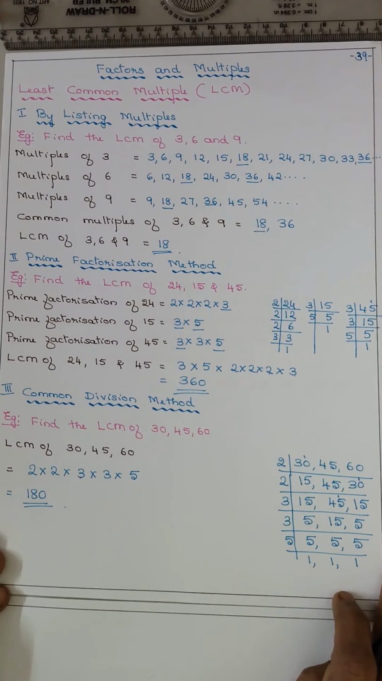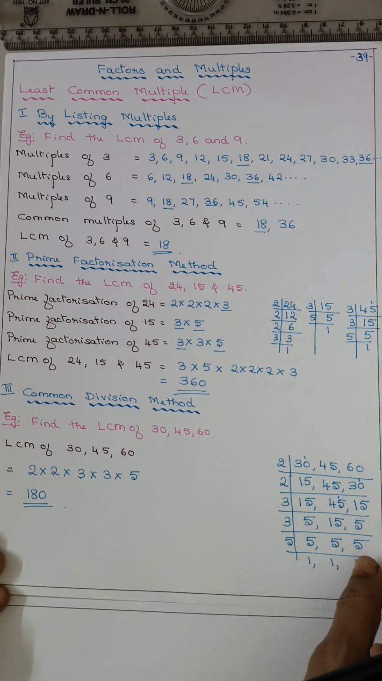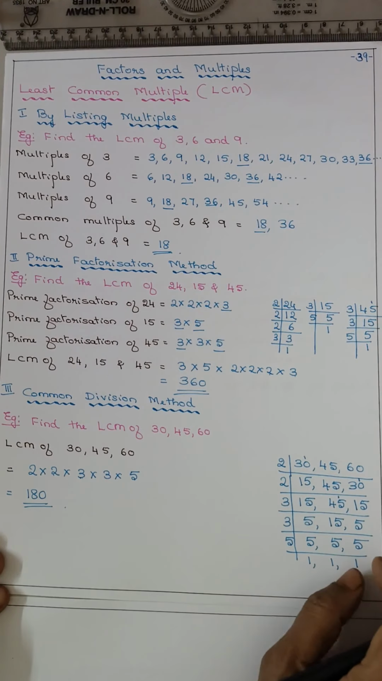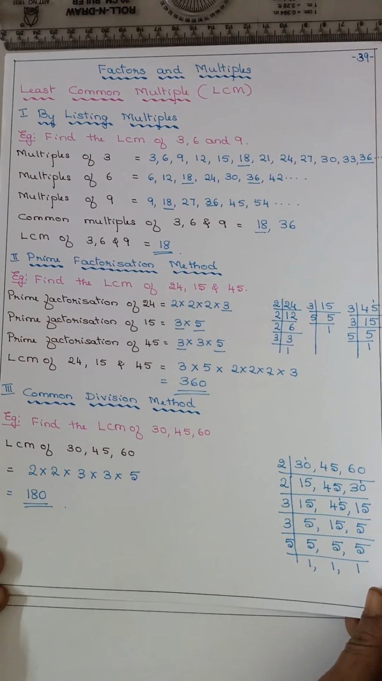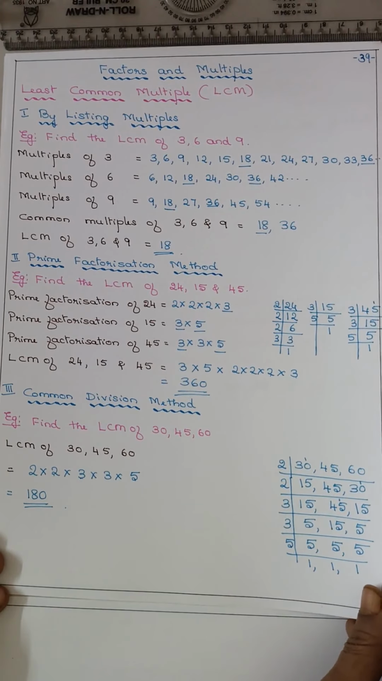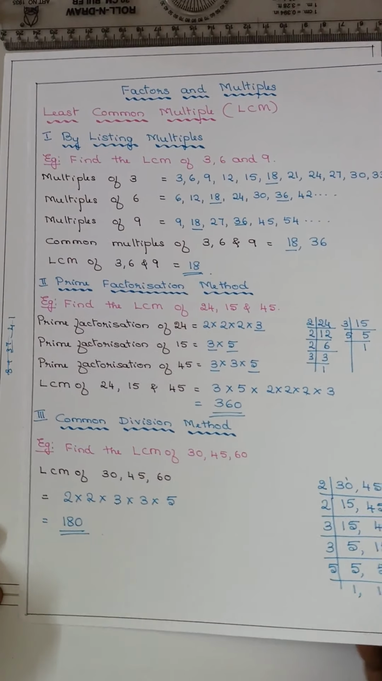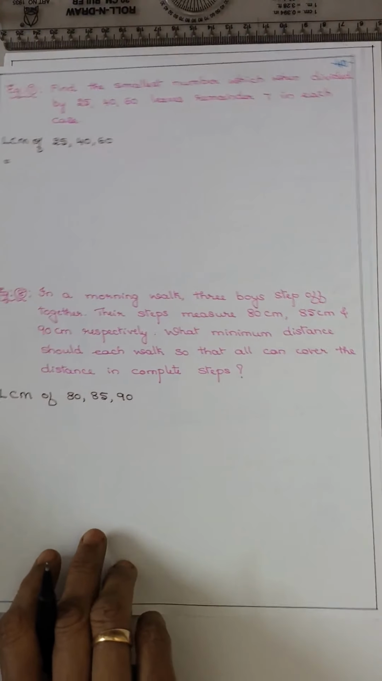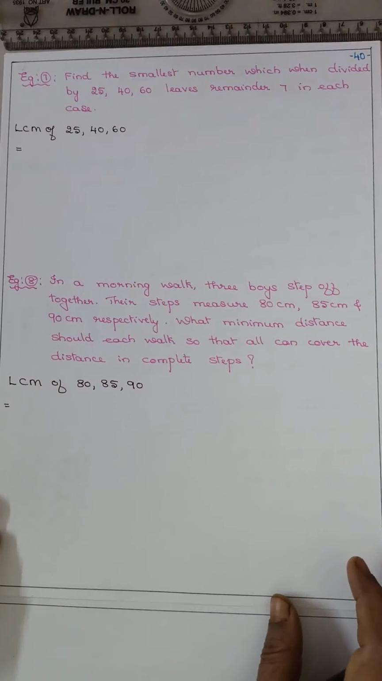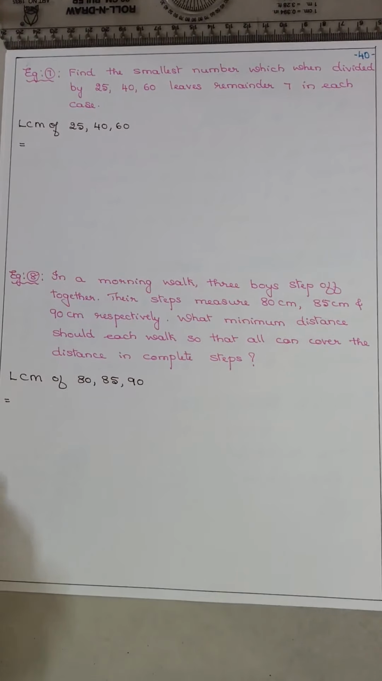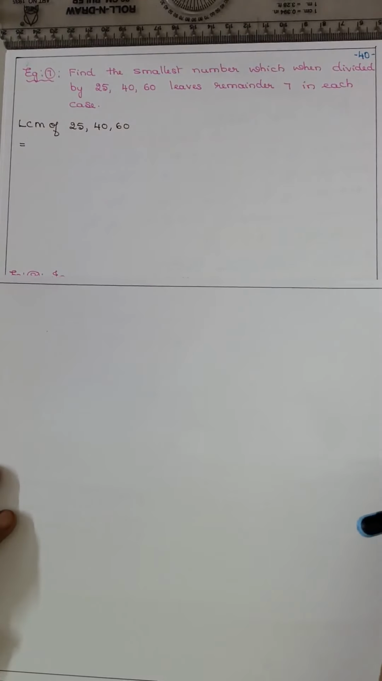Hope you understood all the three methods. These are the three methods for finding LCM. But usually we use this method. But for the exam, if they specify the method, you have to do accordingly. Okay. Now coming to the example 7. That is a word problem regarding the LCM.